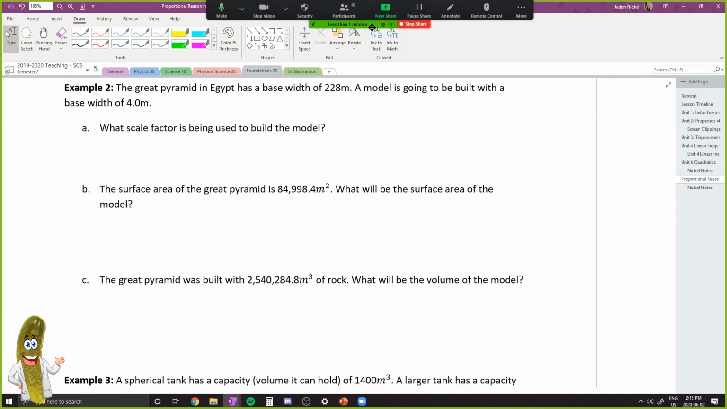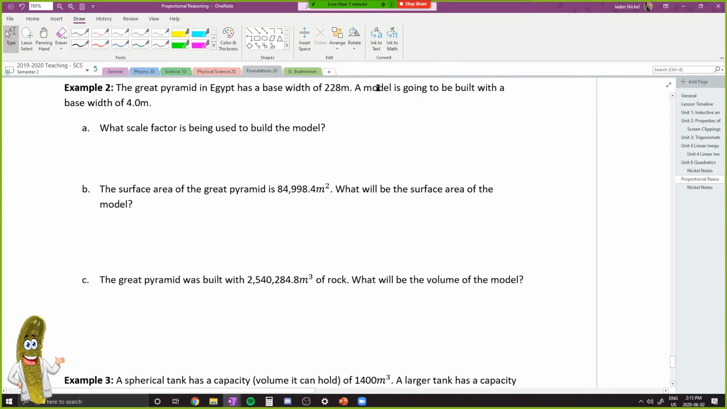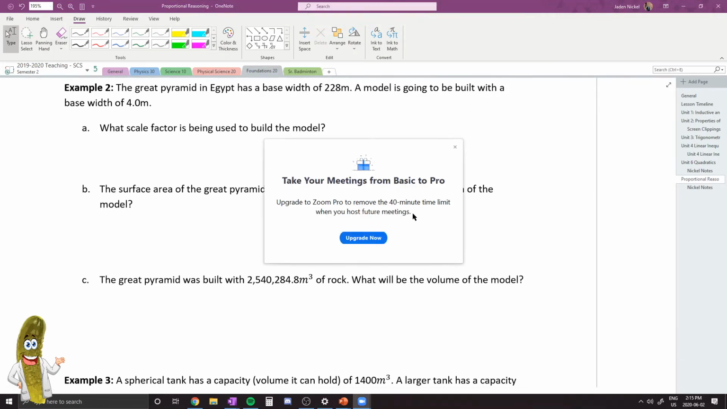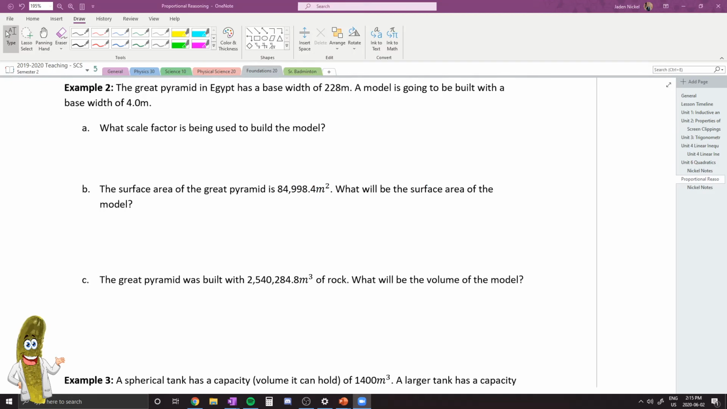I'm seeing we have less than a minute. So before I jump into example 2 and get cut off, I'm going to just close the Zoom call. There you go. Start.